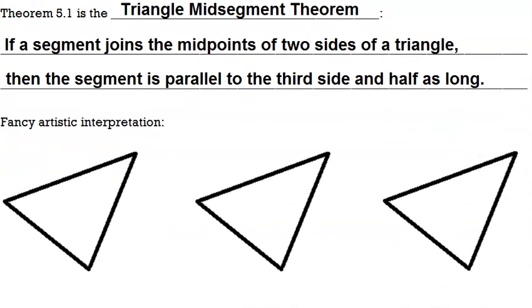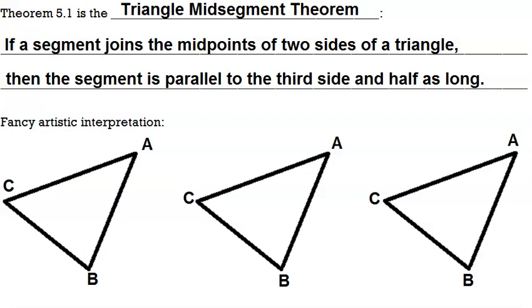Now, when we start talking about my fancy artistic interpretation, I just used ABC for this one. I'm not going to do anything fancy. And I mean, for that matter, we can just call all of these ABC. The reason I drew it 3 times is because I want you to see all 3 relationships, and I want you to see them as clearly as I can make them here.